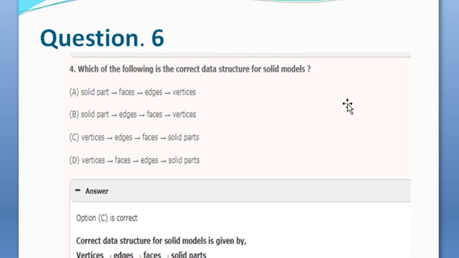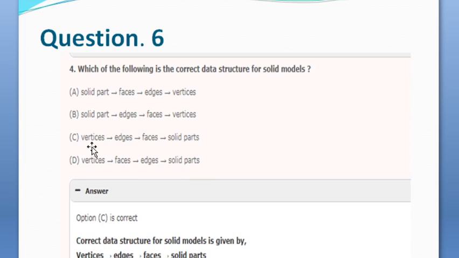Then problem number 6. Which of the following is the correct data structure for solid models? This question is asked from modeling. There are 3 modeling techniques used in 3D modeling: solid model, surface model and wireframe model. We have discussed this in the first lecture class. What is the correct data structure for a solid model? There are 4 sets given. The option C is correct.